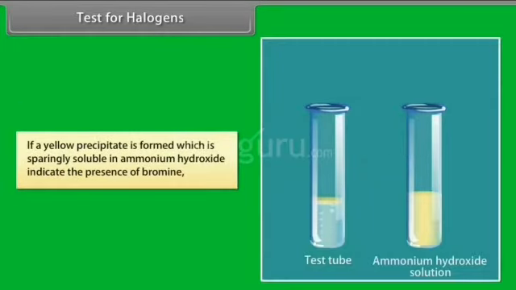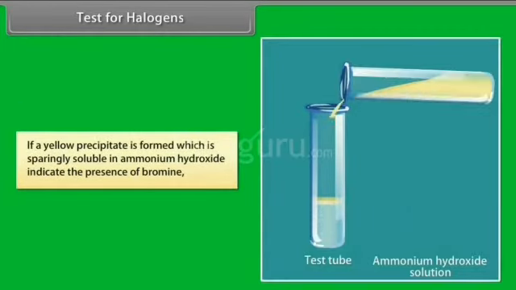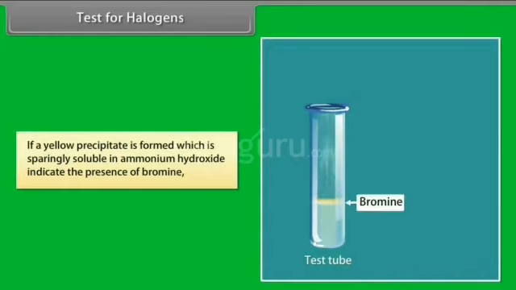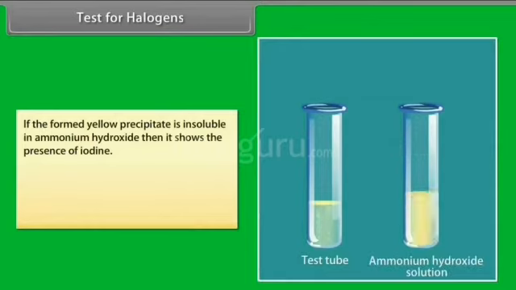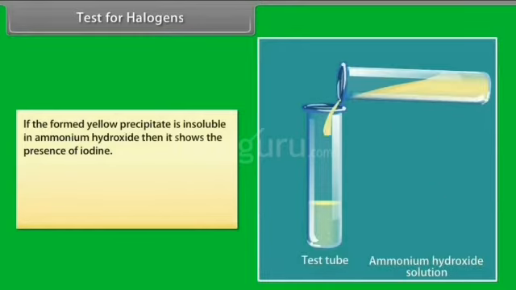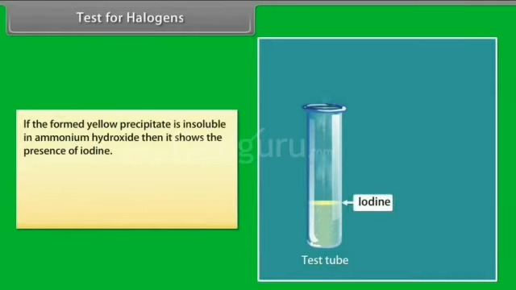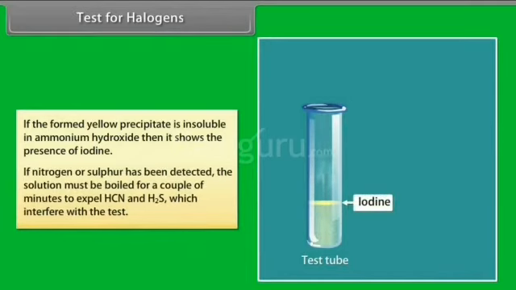If a yellow precipitate is formed which is sparingly soluble in ammonium hydroxide, it indicates the presence of bromine. If the formed yellow precipitate is insoluble in ammonium hydroxide, then it shows the presence of iodine. If nitrogen or sulfur has been detected, the solution must be boiled for a couple of minutes to expel HCN and H2S, which interfere with the test.